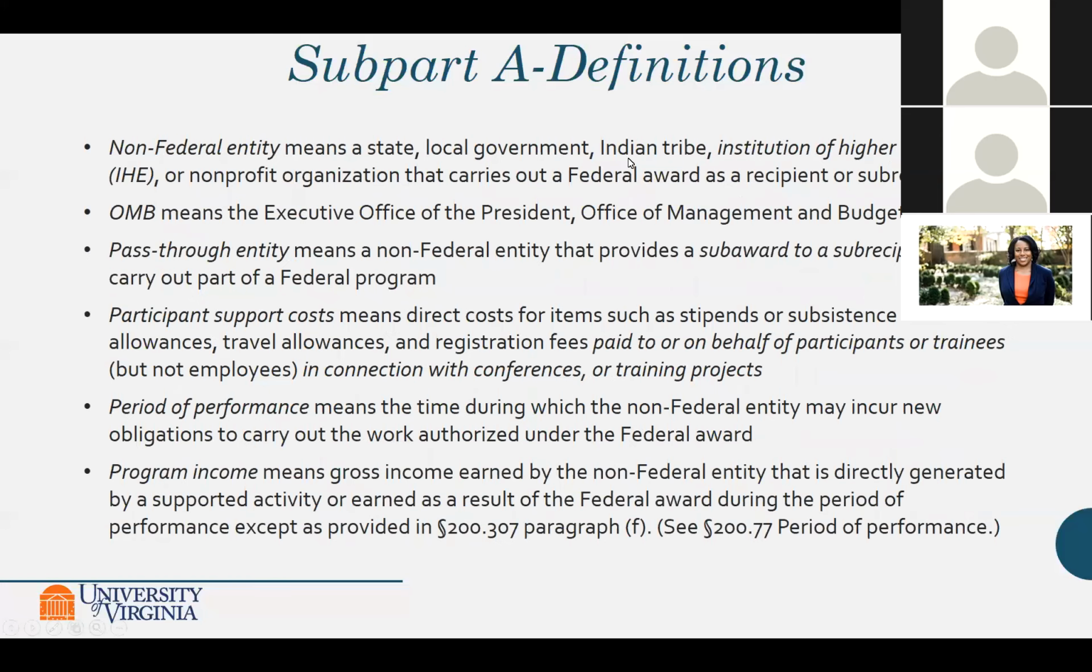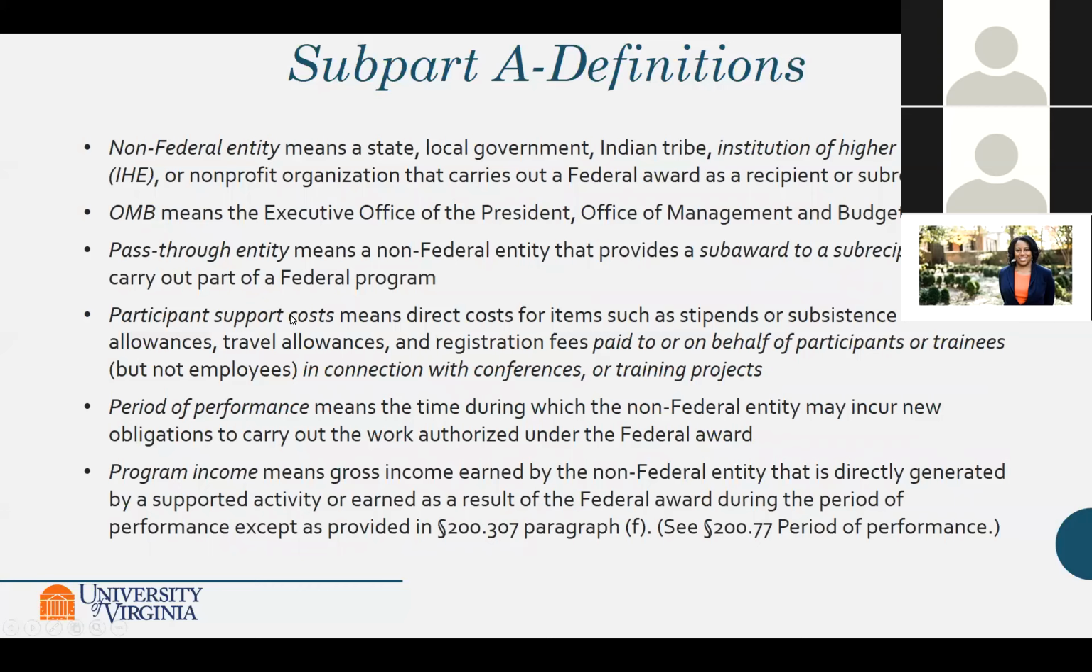So non-federal entity, OMB pass-through entity. That's a non-federal entity that provides a subaward to a subrecipient to carry out part of a federal program. So way back at the beginning, that flow chart of federal funding going down the left-hand side, there's the federal government, goes to a grantee, and then it could go to a sub-grantee or a subrecipient. So that would be a subaward mechanism. All the terms and conditions of the federal award would flow down. The person in the middle would be called the pass-through entity.